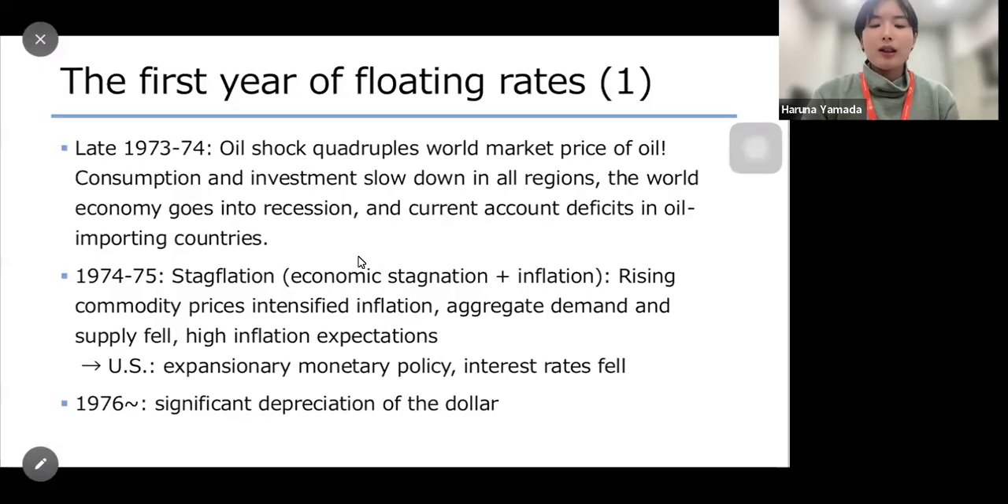So against this stagflation, the U.S. government and the U.S. Federal Reserve conducted expansionary monetary policy, and then the U.S. interest rate fell. Since 1976, a significant depreciation of the dollar occurred due to the interest rate fall in the U.S.